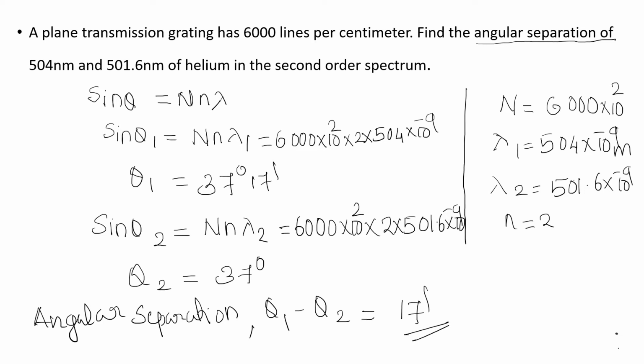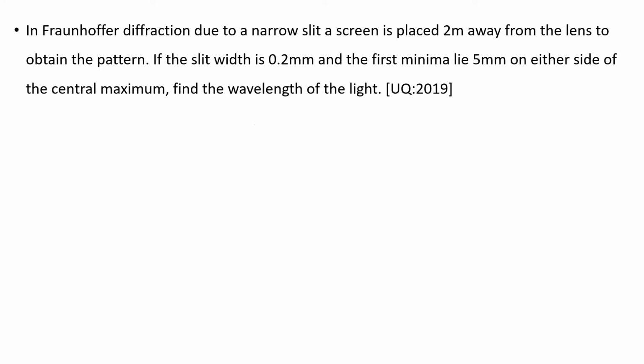And the next problem is, in Fraunhofer diffraction due to a narrow slit, a screen is placed 2 meter away from the lens to obtain the pattern. If the slit width is 0.2 millimeter and the first minimum lies 5 millimeter on either side of the central maximum, find the wavelength of light.